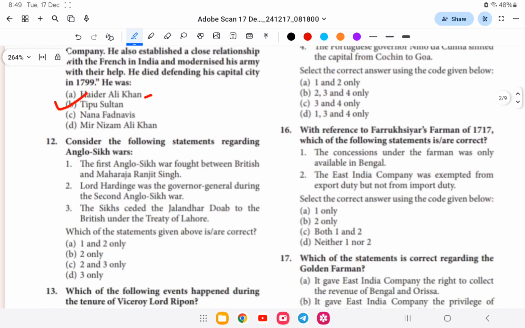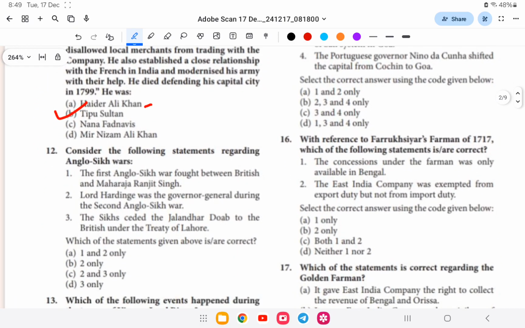Question number 12. Consider the following statements regarding the Anglo-Sikh War. The first Anglo-Sikh War started in 1845. Option number 1: the first Anglo-Sikh War was fought between the British and Maharaja Ranjit Singh.